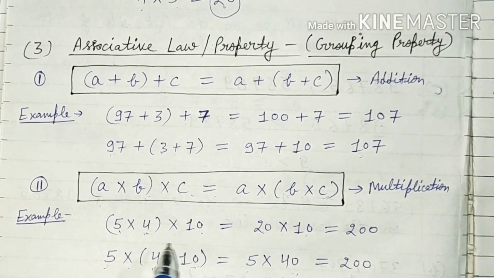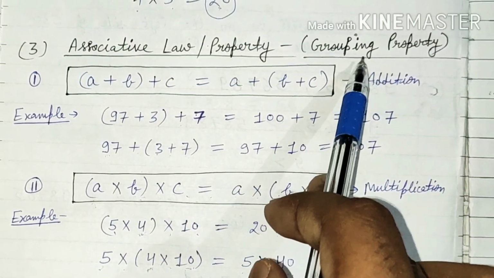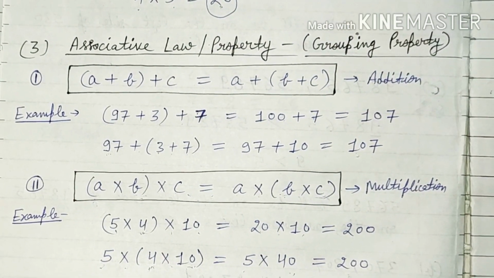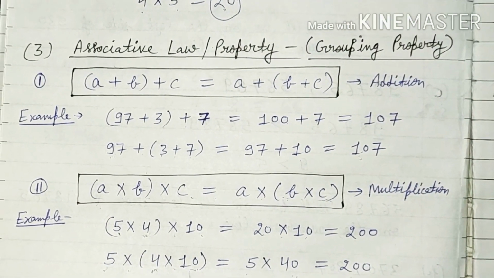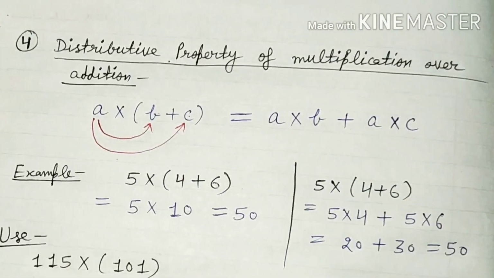That is the main reason this associative property is also known as the grouping property, because it does not depend upon the grouping of the numbers. The answer or the result will remain the same.